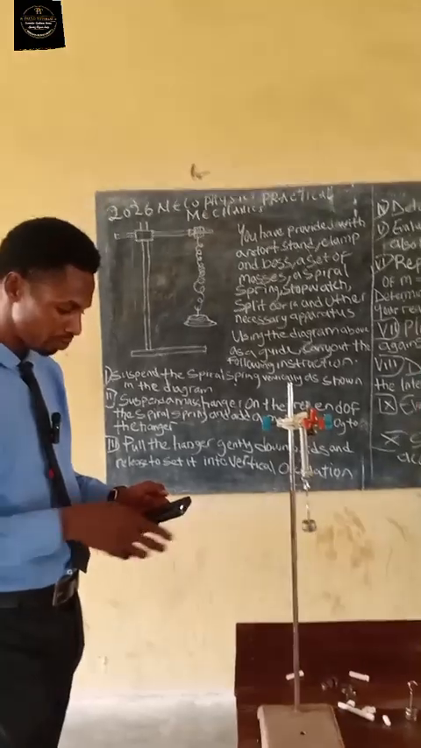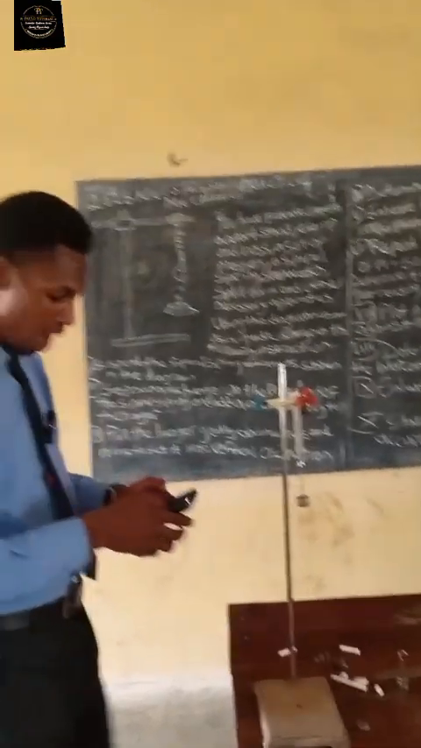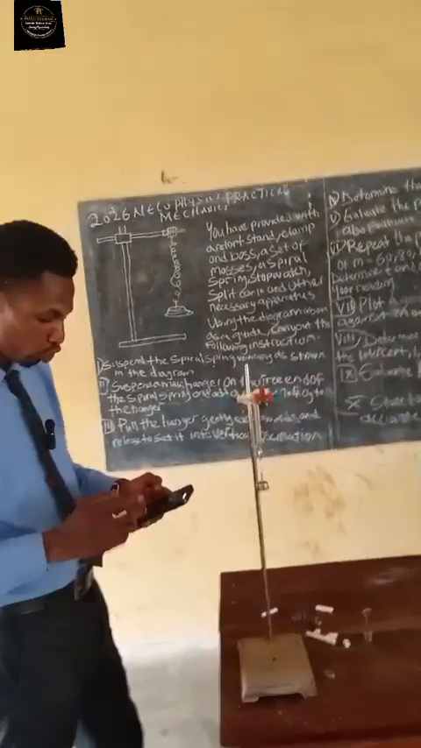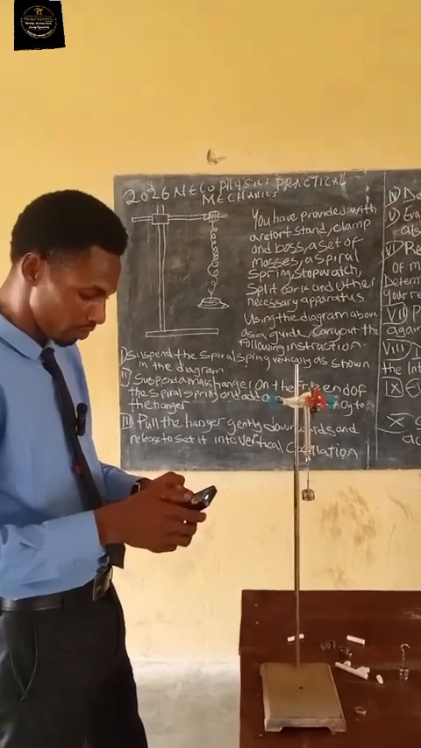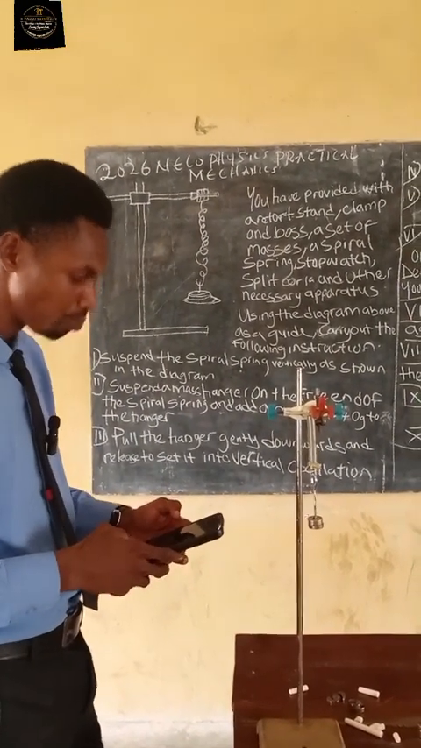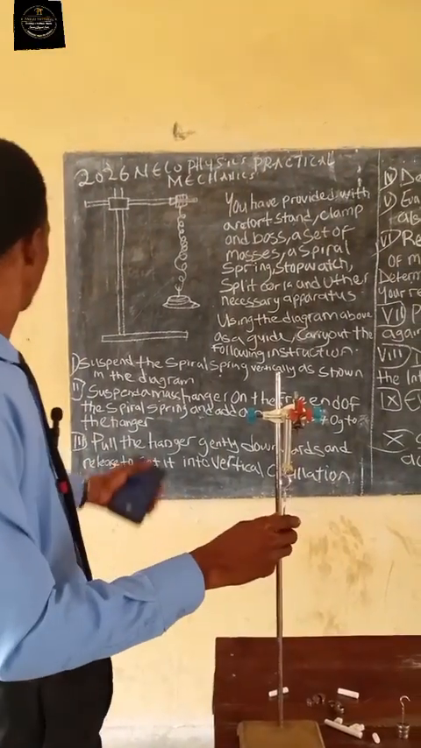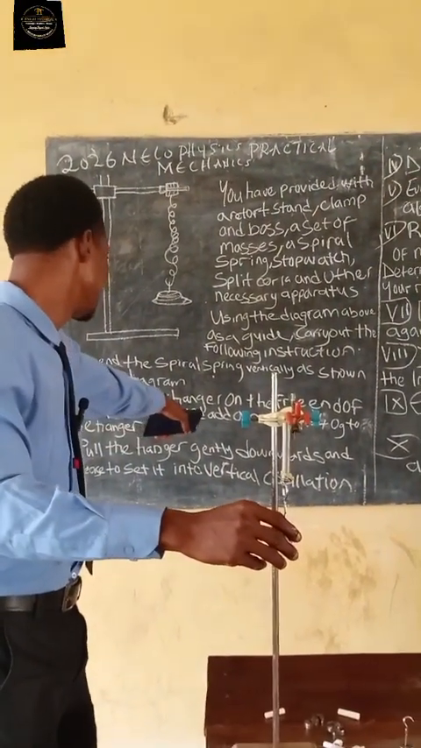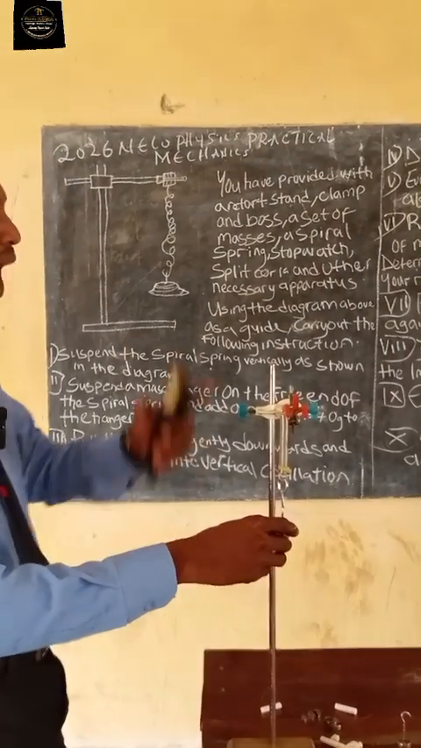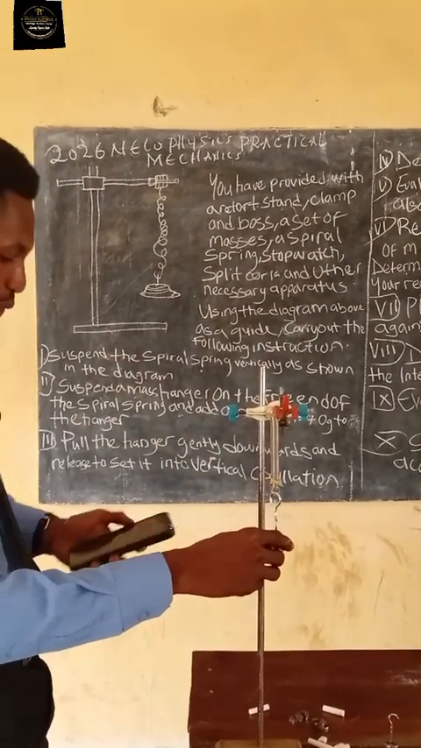Now, in that case, I'll put up my stopwatch for 20 oscillations. Please, when you want to start it, you pull it gently. According to the question, pull the hanger gently, not forcefully. So for how many oscillations? That is 20. So I'll start now.